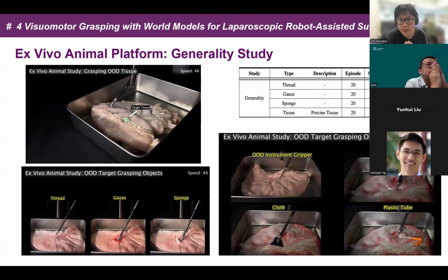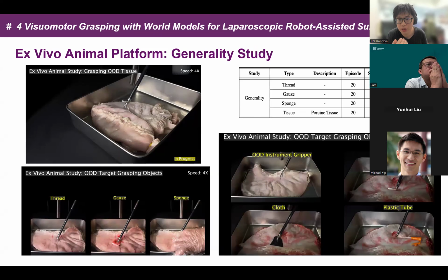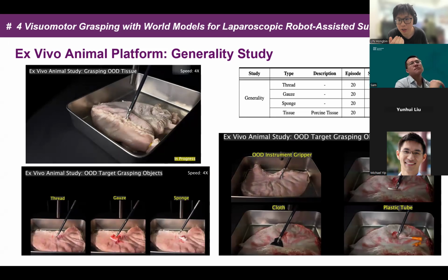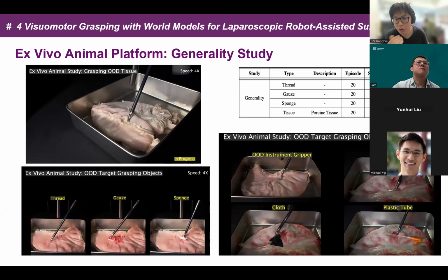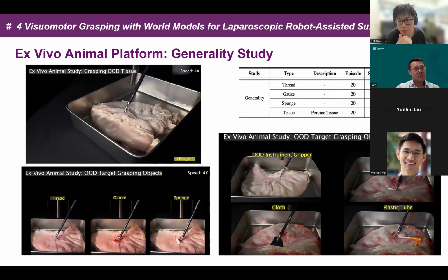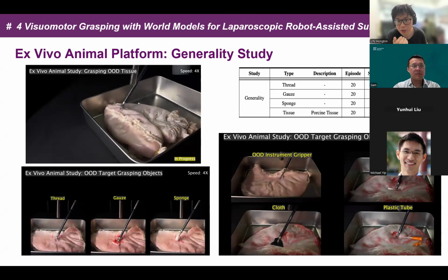For generality evaluation, we evaluate the controller on various target objects, including the thread, gauze, sponge, and tissue. Our controller achieved a 77.5% success rate. Among these objects, grasping tissue is the hardest, with a 55% success rate. This might be caused by the visual pattern of the tissue being similar to the background.